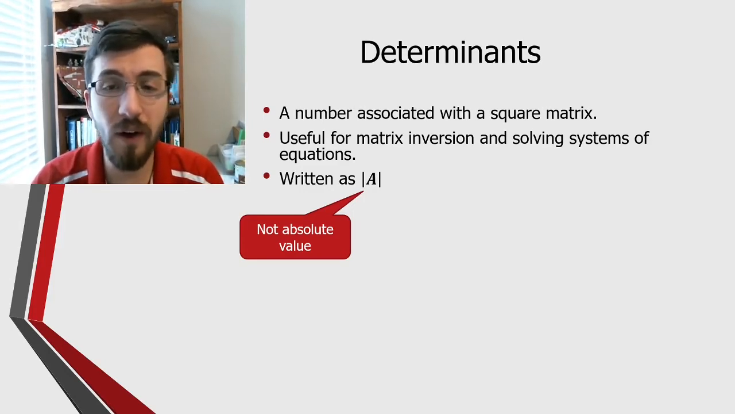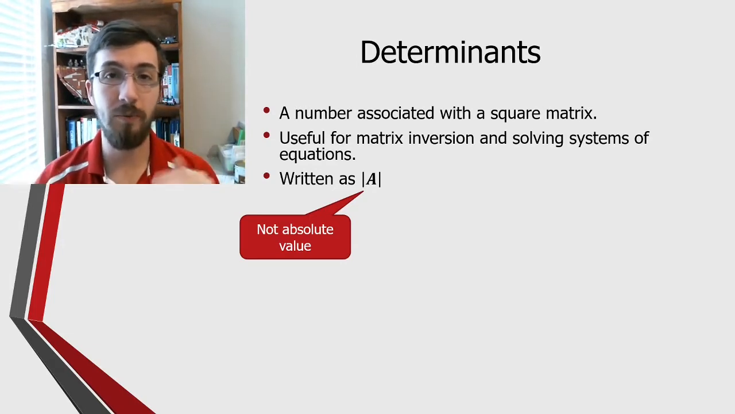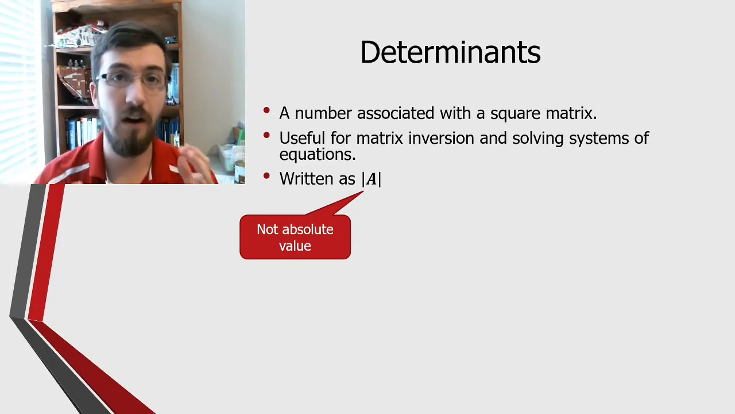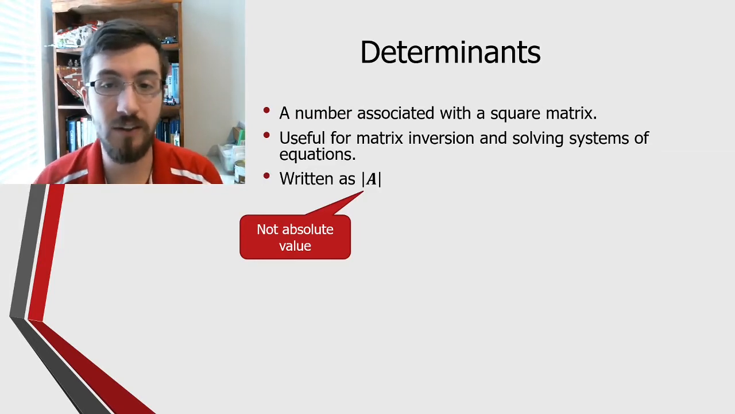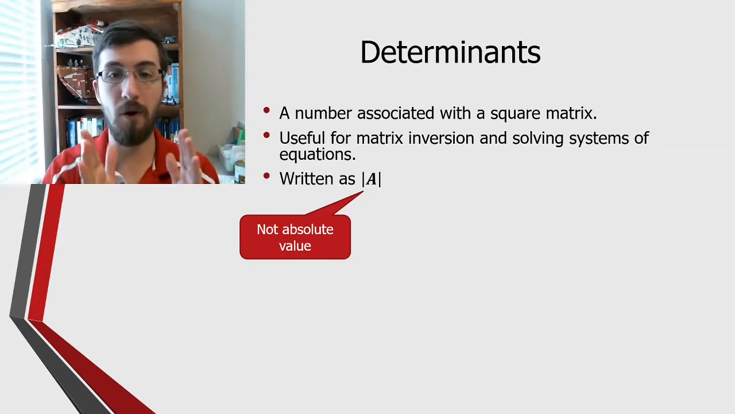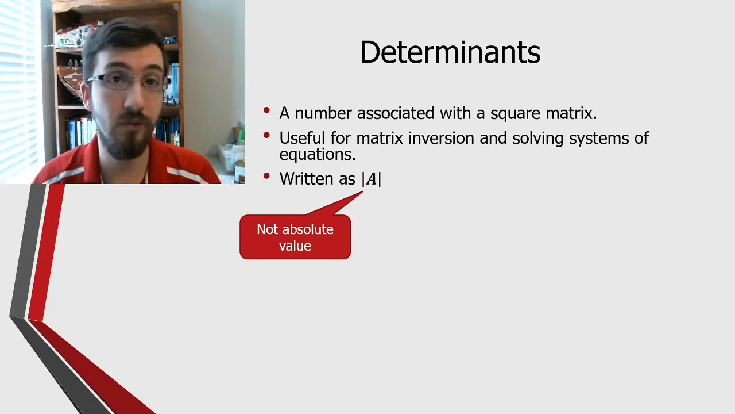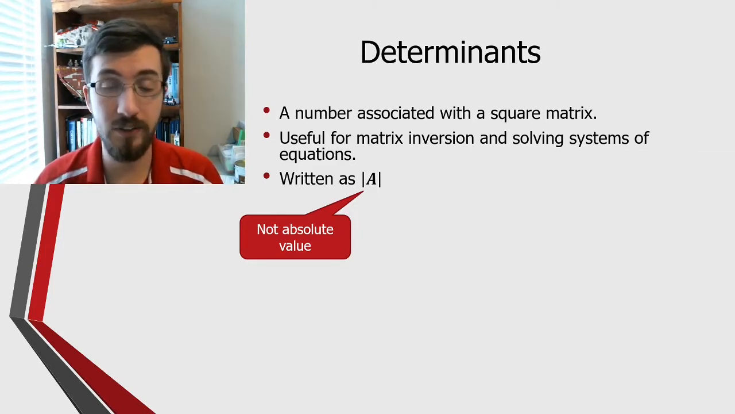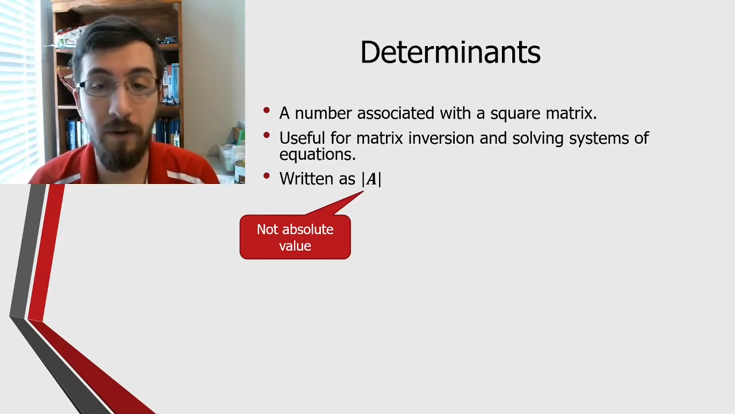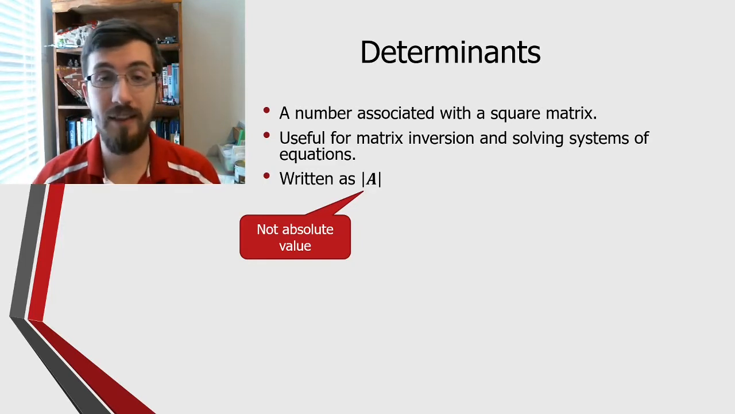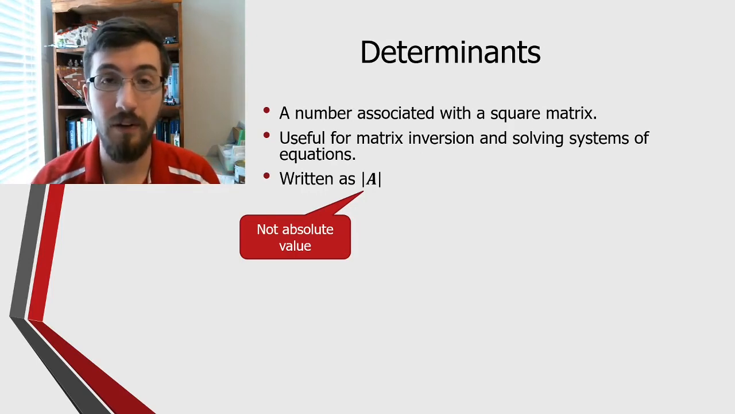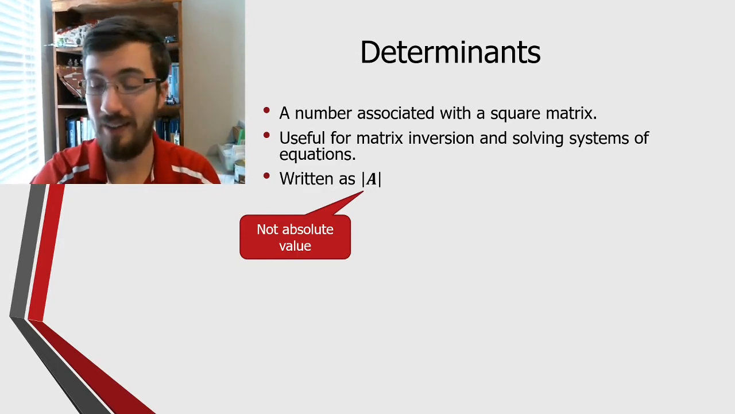How do we write it? We use these bars. We put a single vertical bar on either side of the name of our matrix. So if our matrix is A, we write bar A bar. But I want to be very clear: this is not absolute value. This notation has nothing to do with the absolute value notation that we're used to. It looks the same, but that's where the similarities stop. A matrix determinant is allowed to be negative. Just because it looks like absolute value, it's not.